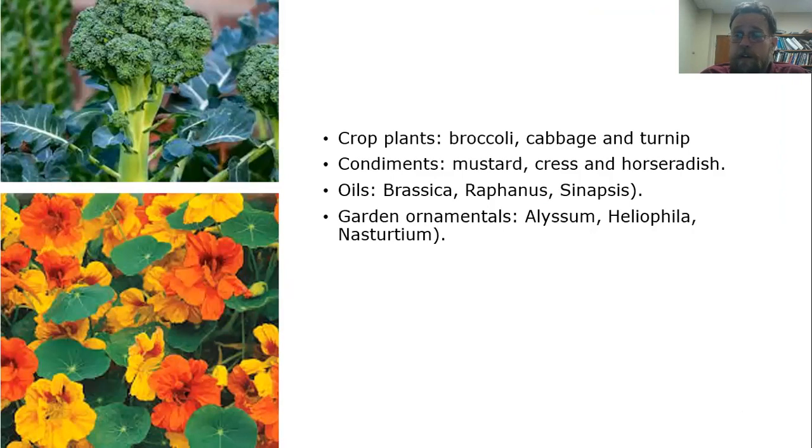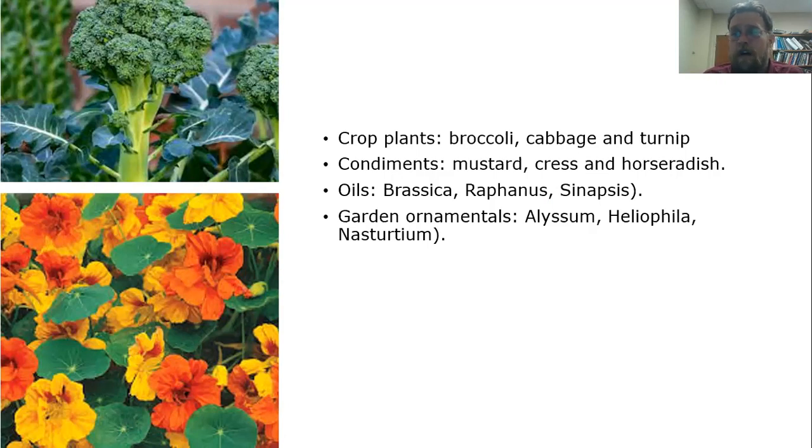A lot of oils are made from these. Of course, canola oil is made from the rapeseed plant. Also, canola oil and rapeseed oil are the same thing. Sometimes there's a difference in terminology where we refer to canola oil for cooking and rapeseed oil for other uses, but really they're pretty much the same thing.